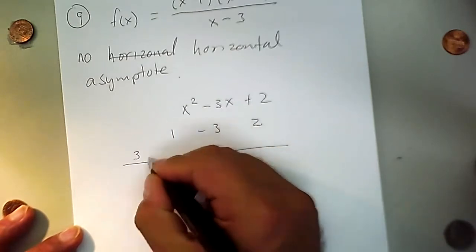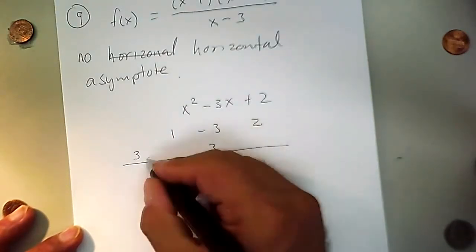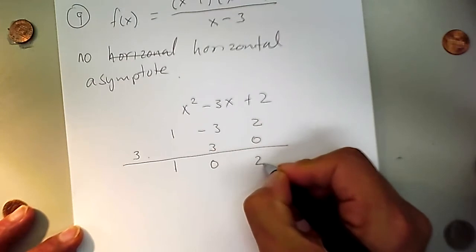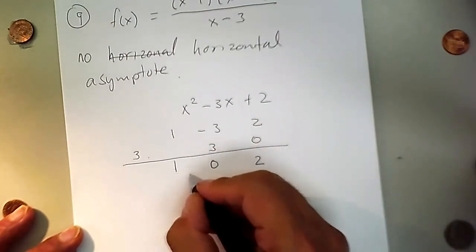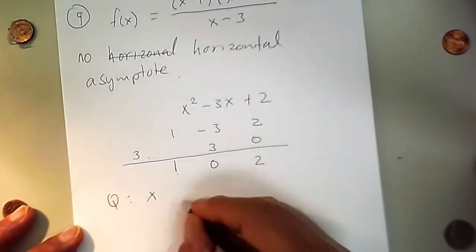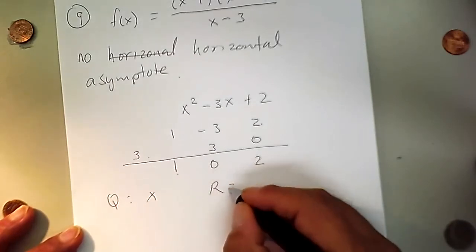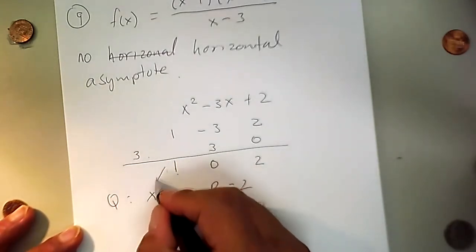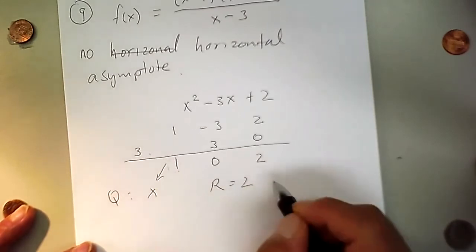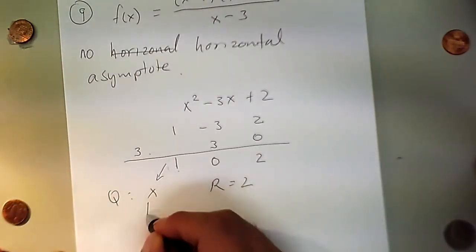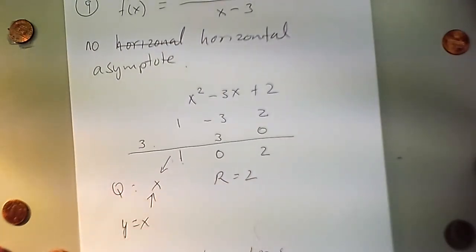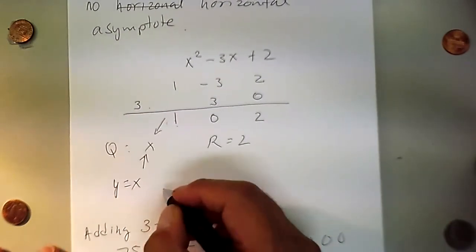So bring down the 1. 1 times 3 is 3. Add that to negative 3, we get 0. 0 times 3 is 0. Add that together, we get 2. Never mind the remainder. This is x. So the quotient is just x. The remainder, let's write it down, is 2. This represents the x. Had this been 5, just to give you an example, it would be x plus 5. Okay, whatever the quotient is, y equals that quotient is the slant asymptote.